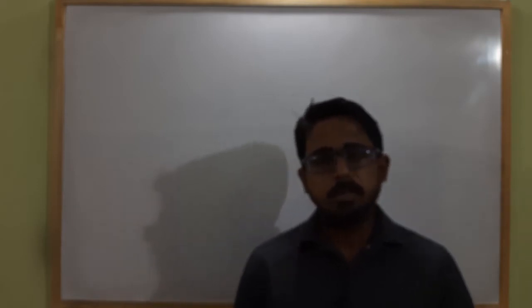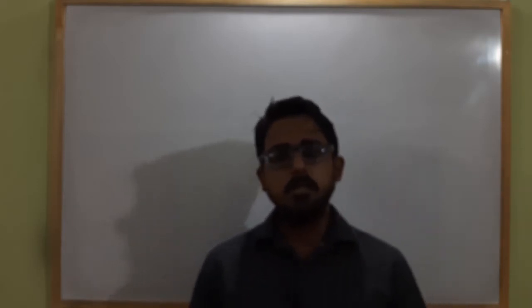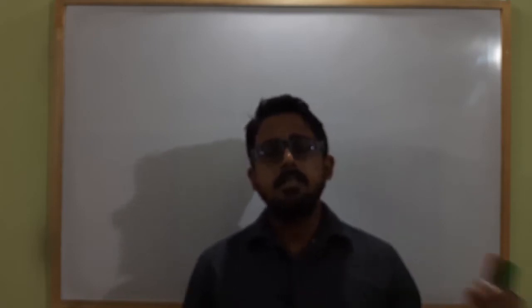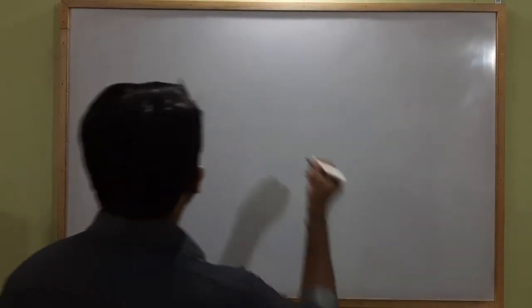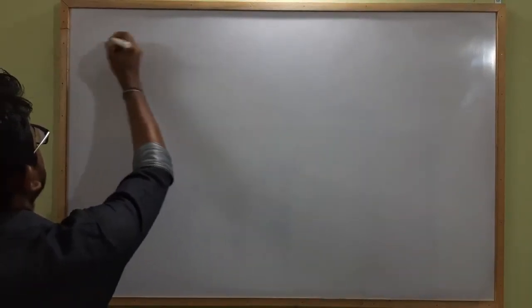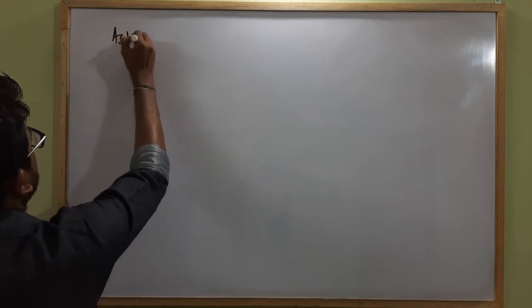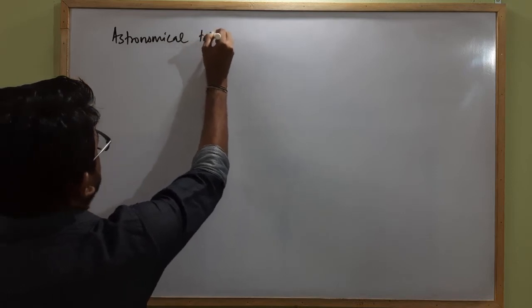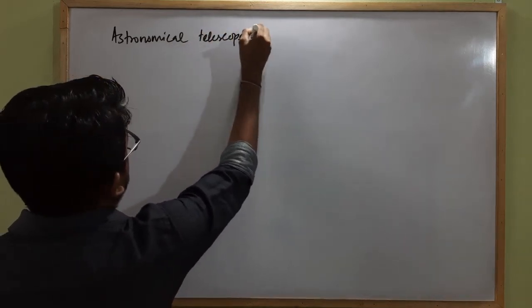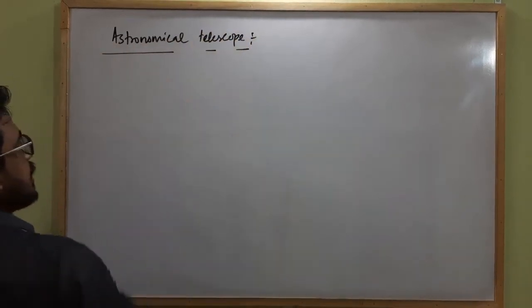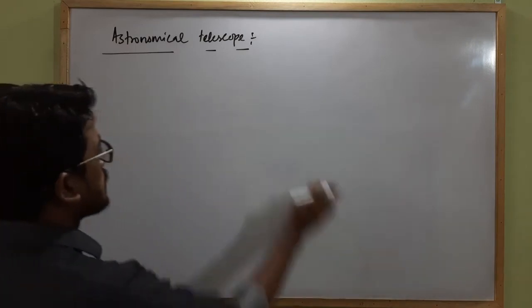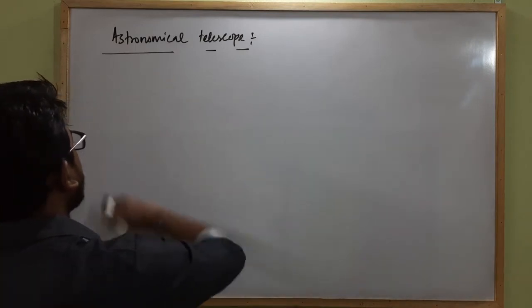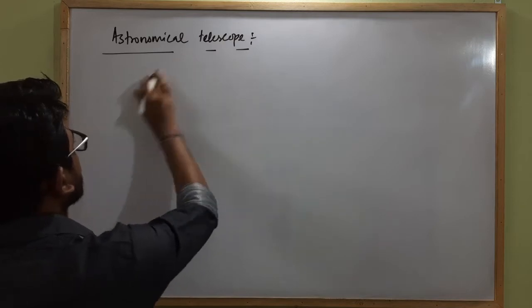So a telescope is basically an optical instrument which is used to get a clear view of a very distant object. Clear? Today we are going to discuss the astronomical telescope. It is used to get a clear view of a very distant and large object.